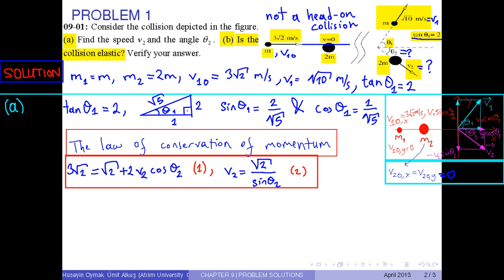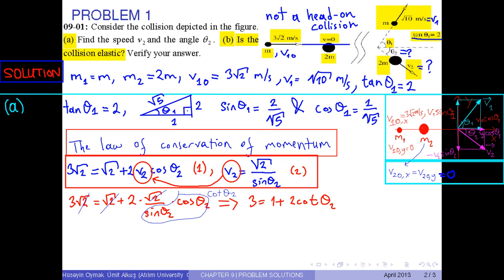Now we have two equations and two unknowns. Therefore, if we put this expression for v2 into equation 1, we obtain 3 times square root of 2 equals square root of 2 plus 2 times square root of 2 over sine theta 2 times cosine theta 2. Here, square root of 2's are cancelled, and it is convenient to write cosine theta 2 over sine theta 2 as cotangent theta 2. Finally, we obtain 3 equals 1 plus 2 times cotangent theta 2, thus cotangent theta 2 equals 1. Or equally, theta 2 is 45 degrees.